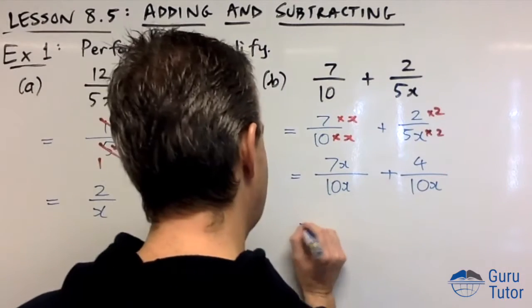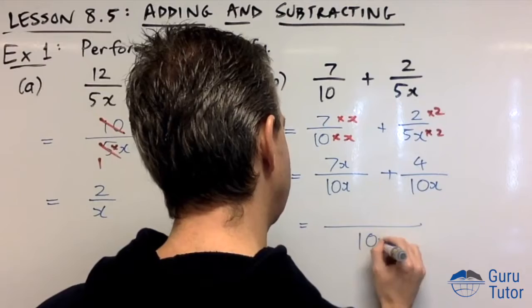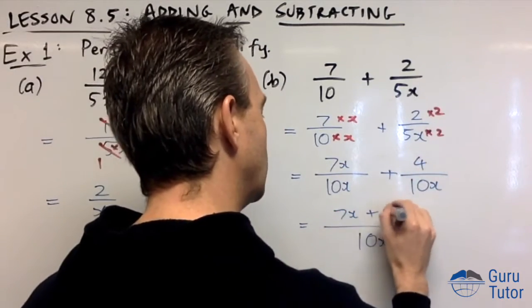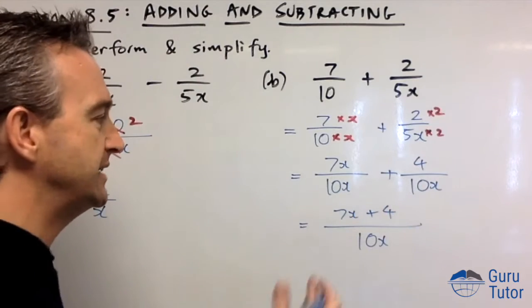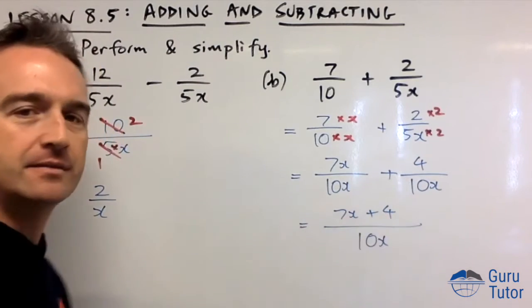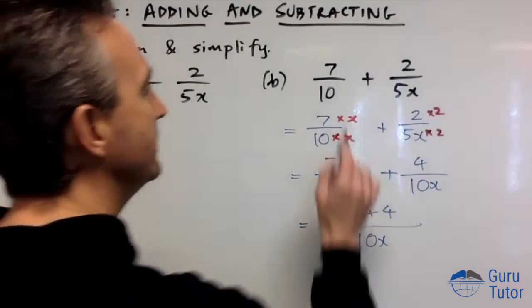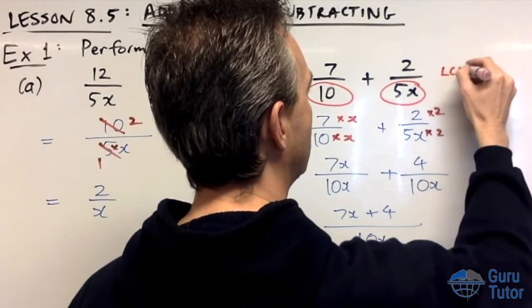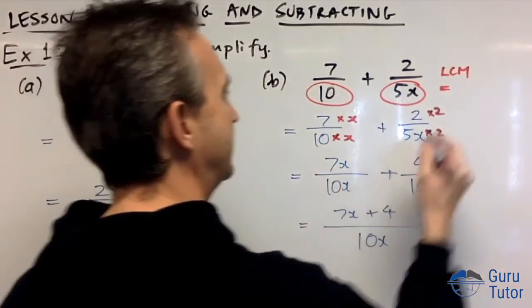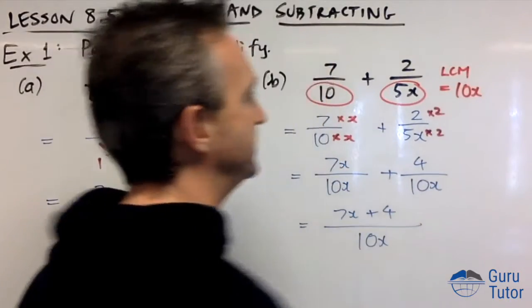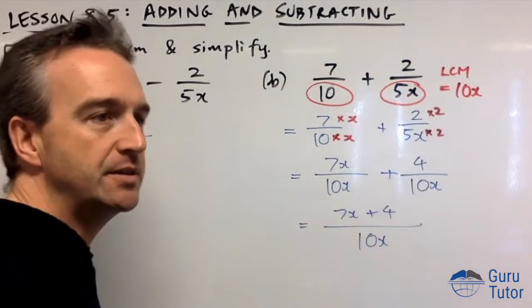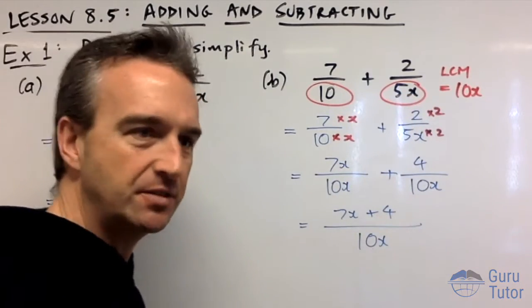So let's add this now. 10x. 7x plus 4 is just 7x plus 4. Okay, they are not like terms, so they just stay like that. All right, bang, that's the answer. Well, before we move on here, you can think of these two numbers here. The least common multiple of those two is 10x. Okay, if you're reading the textbook, that might appear. So we're looking for the least common multiple of these two numbers. Even though there's algebraic terms in there, still least common multiple.